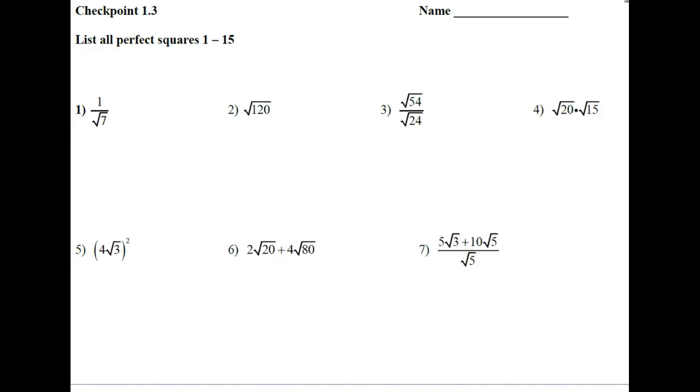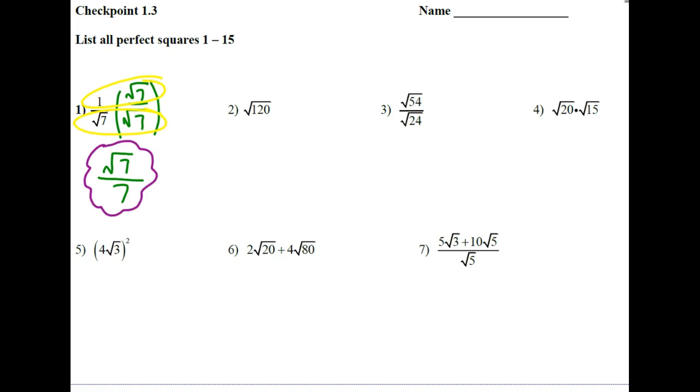Alrighty, here we're going to finish up checkpoint 1.3, and let's do some rationalizing the denominator. This is about as simple as rationalizing the denominator gets. Get rid of that root 7 in the denominator. We multiply the numerators together, multiply the denominators, that's how we multiply fractions. And we're left with root 7 over 7. That's your final answer there. Can't do anything more with that.